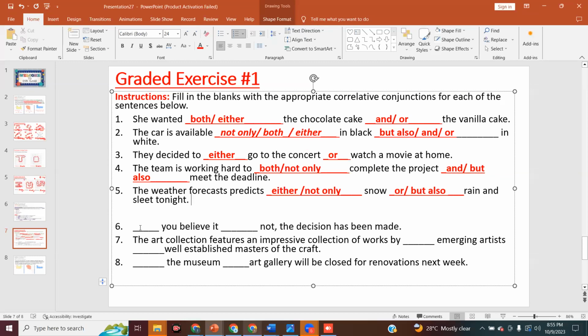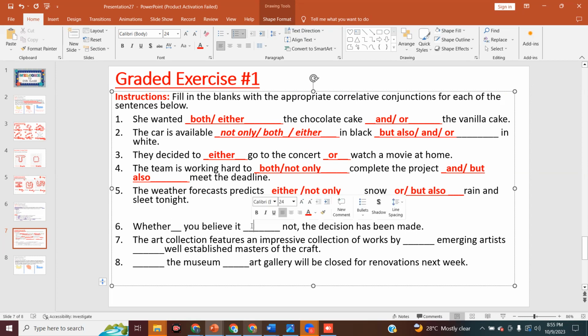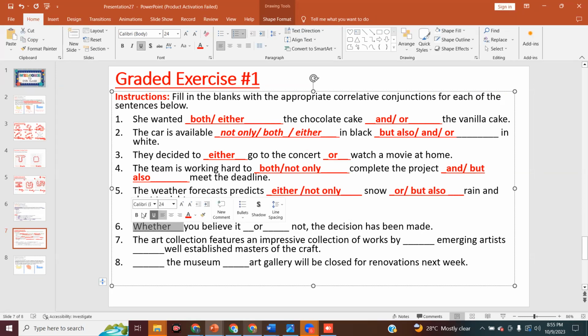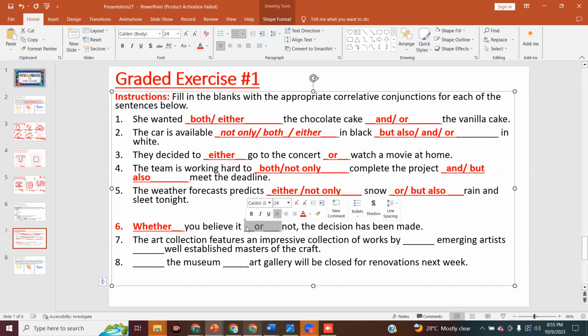Okay, number 6. Blank you believe it, blank not, the decision has been made. Whether, whether. Very good. Whether you believe it or not, the decision has been made. How many persons got this one? Whether you believe it or not. I got that. Very good. Okay.